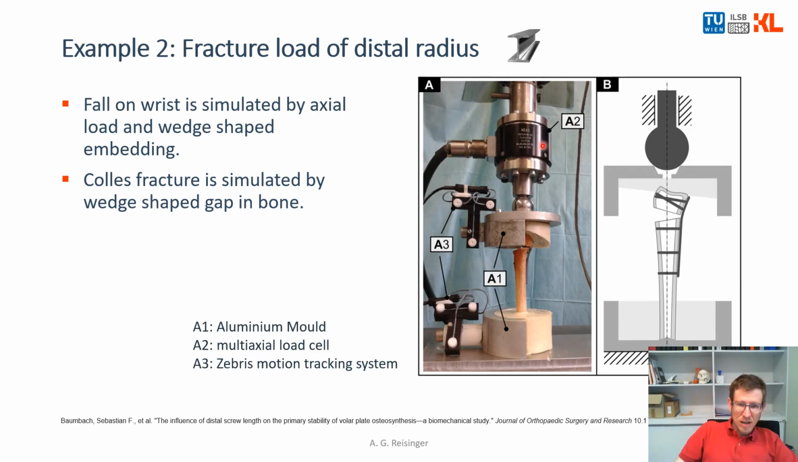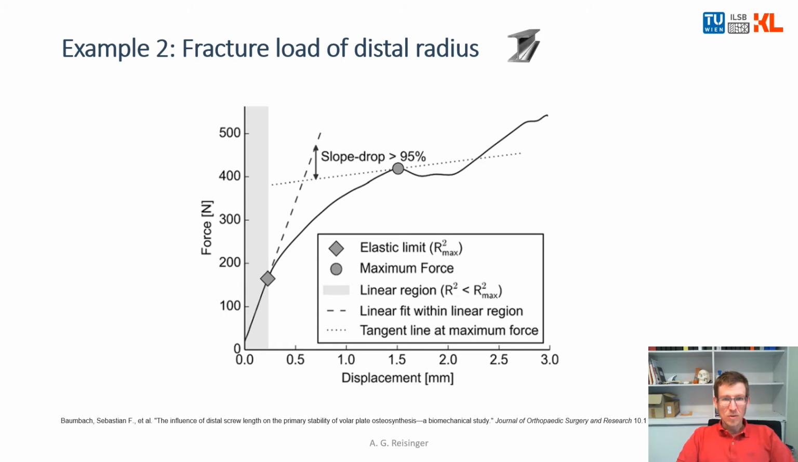And up here there's the load cell, and the movement of the two parts was tracked with this motion tracking system. There are again 3 markers here on either side, but this is now a different one to the last study you have seen. Okay, and when you press on the sample, you get a force displacement curve like this.